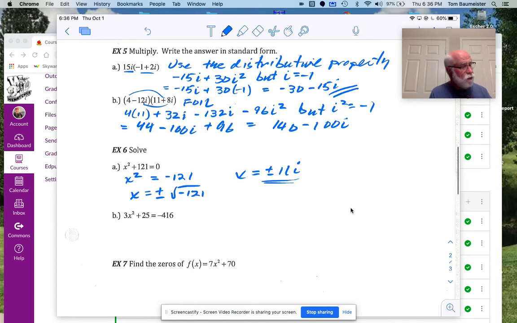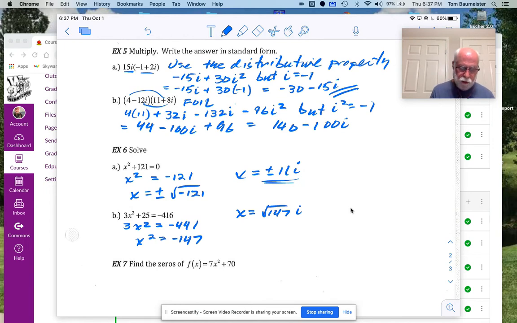Second one, we have 3x squared plus 25 is equal to 416. I'm going to take 3x squared. If I subtract 25 from 416, that'll be negative 441. I'm going to divide through by, let's see, x squared. I'm going to divide by 3. That'll give me negative 147. So x will equal the square root of 147i.